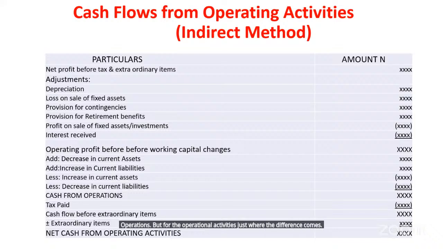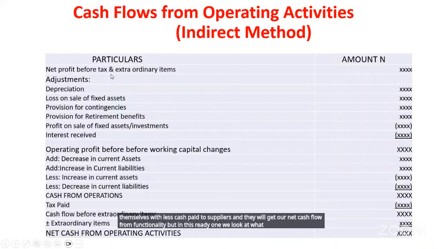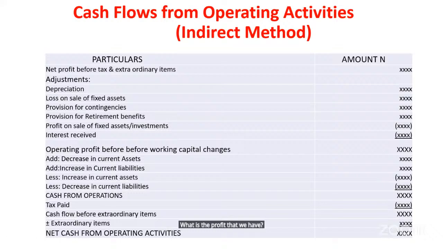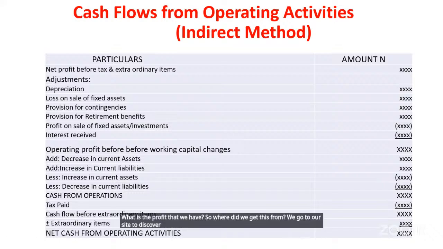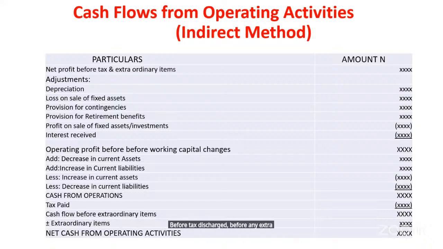For the other one, we talk about what? Cash received from customers or from sales less cash paid to suppliers, and then we'll get our net cash flow from operating activities. But in this very one, we look at what? The net profit before tax and extraordinary items. What is the profit that we have? So where do we get this from? We go to our income statement. We discover, we now pick our profit before tax is charged, before any extraordinary items are added or deducted. We pick that profit and then we make the adjustment.